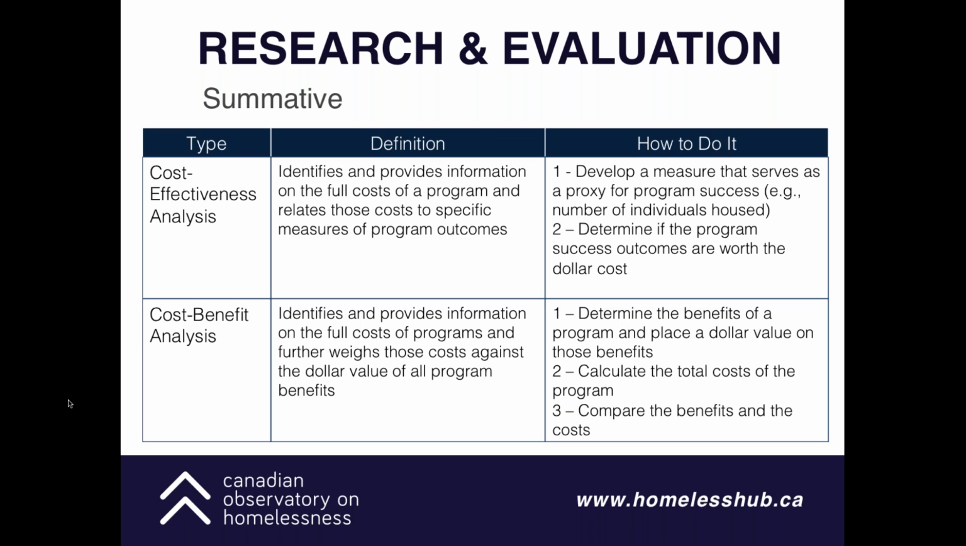And the second type is a cost-benefit analysis. This identifies and provides information on the full costs of programs and further weighs those costs against the dollar value of all program benefits. So how do you do that? You determine the benefits of a program and place a dollar value on those benefits. And then you calculate the total cost of the program, and then you compare those two things. So you compare the benefits and the cost and see the difference that emerges.